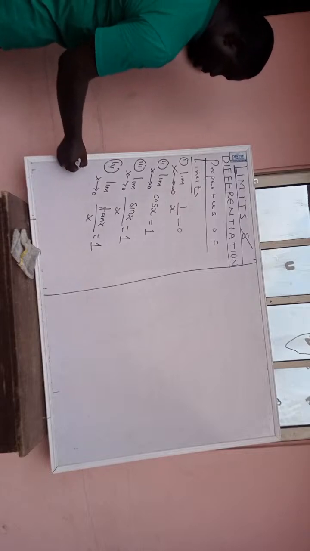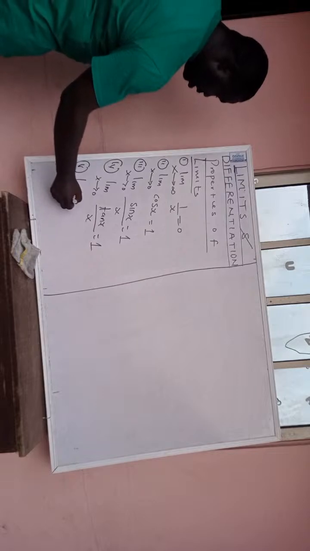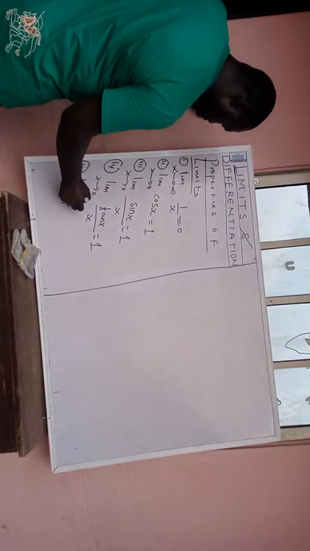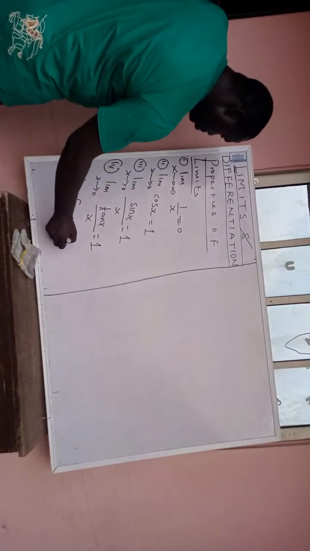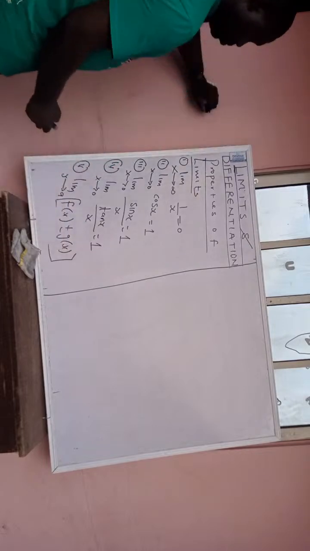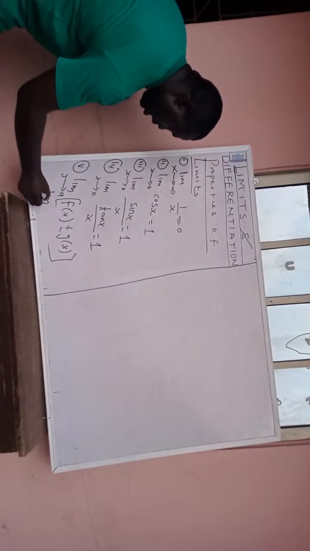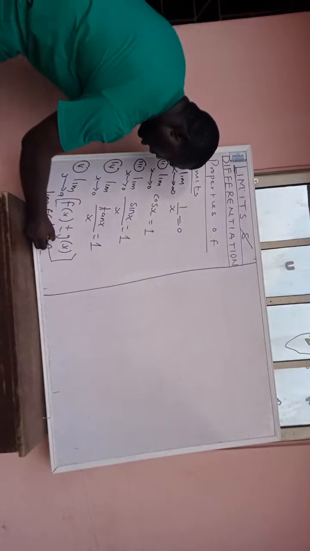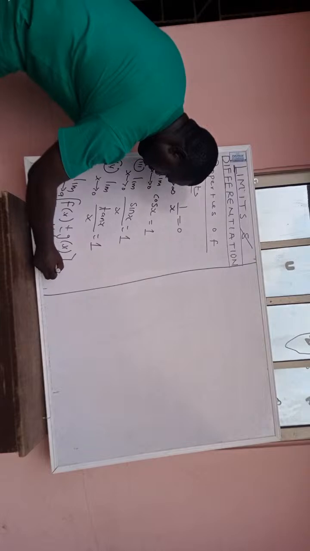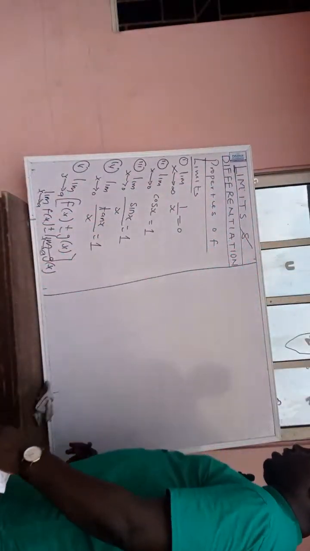Now, basically, I may have to add limit as x tends to a, and then by the time you are opening this, it gives you limit as x tends to a of f of x, plus or minus limit as x tends to a of g of x. Okay, so those are the few properties of limits I might have to consider, just very few.